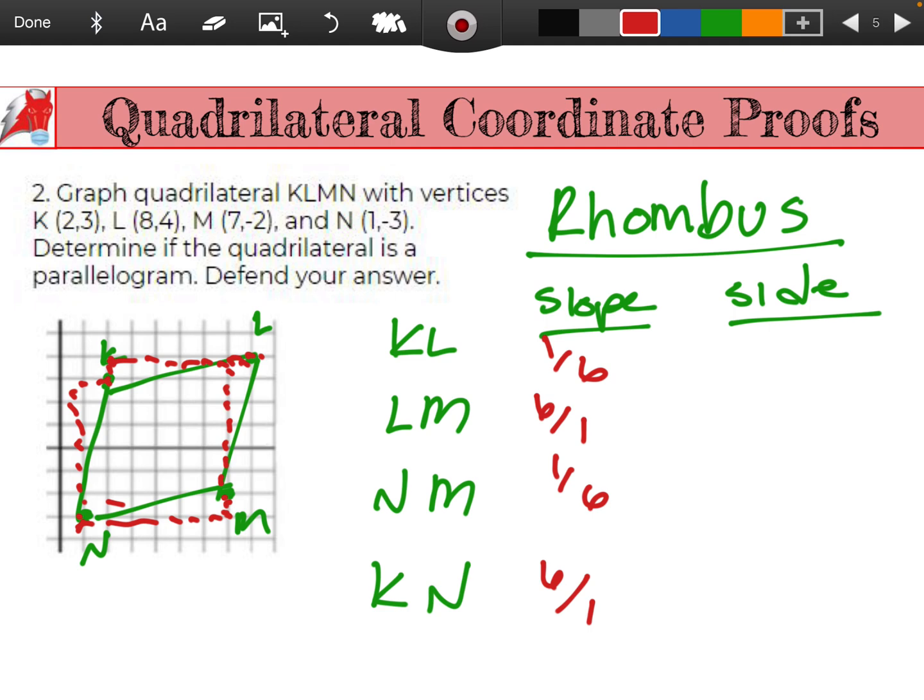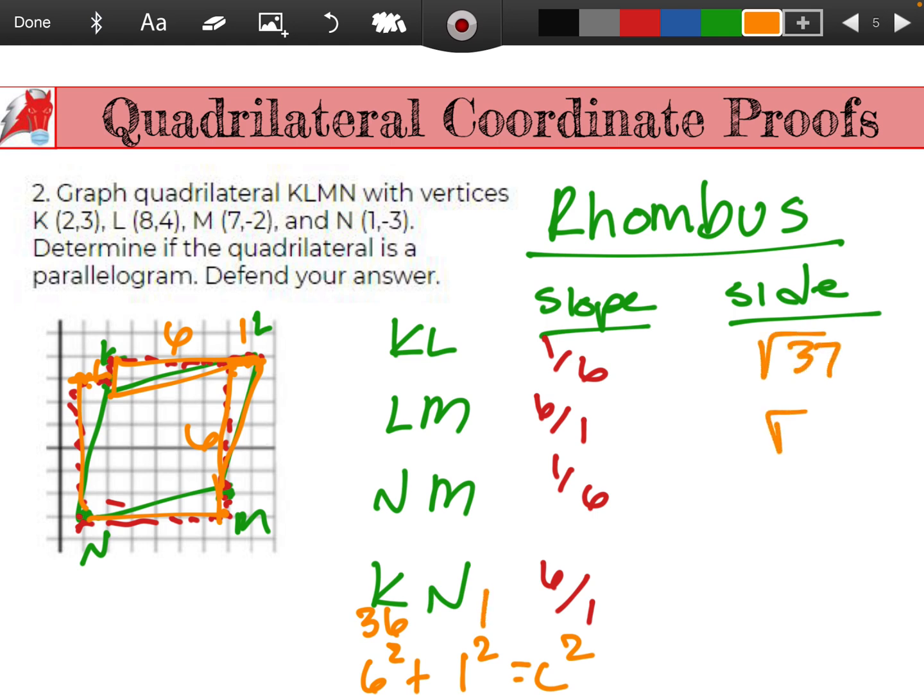We'll realize that I'm dealing with the same set of A and B points to find C on each one, right? I've got 1 and 6, 1 and 6, 1 and 6, 1 and 6. So I'm going to get the same value for each one. So 6 squared plus 1 squared equals C squared. 6 squared is 36. 1 squared is 1, so this is root 37. All of them are.